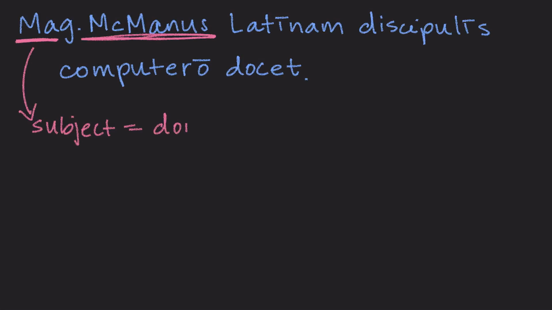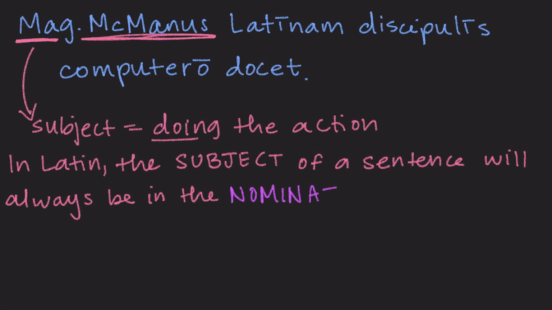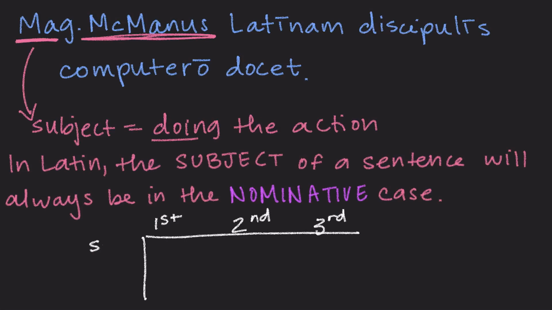Taking this sentence part by part, we have Miss McManus, or Magistra McManus, who is doing the action. When a word is doing the action in a sentence, that means that word is the subject of the sentence. In Latin, the subject is always in the nominative case. Again, the subject of a sentence in Latin is always in the nominative case. So these are our nominative endings.